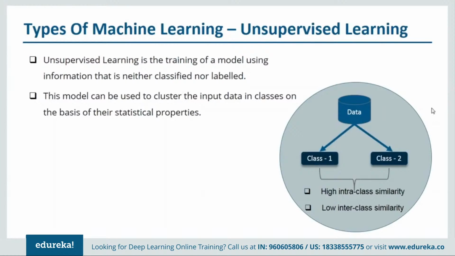Now in unsupervised learning, unlike supervised learning, you don't have any predefined classes. So what happens, you have data. On the basis of that data, you try to create your own class. You try to make sure that whatever class you create has high intra-class similarities and low inter-class similarities. That means if I've created two classes, class 1 and class 2, the elements of this particular class should have high similarity, but at the same time, it should have low similarity with the elements of class 2. So you can think of examples of unsupervised learning as well.